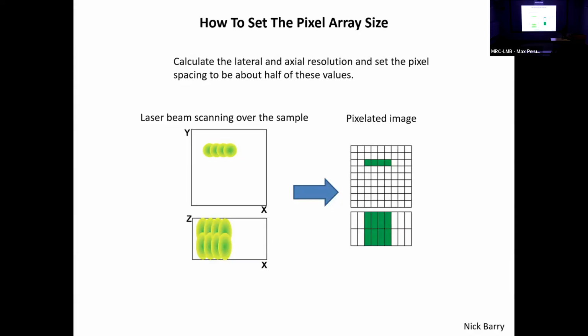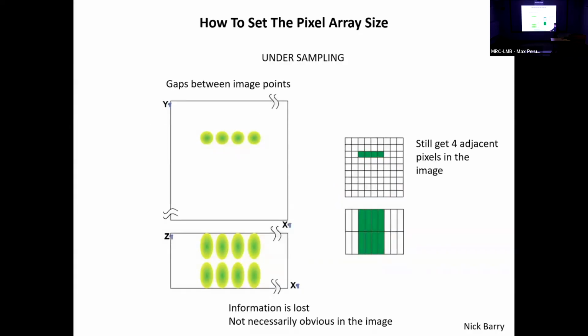So the thing that goes wrong is this. If your step sizes are too large, if your interval from one pixel to the next is too large, you never image that bit in the middle. You never image these gaps. So you just haven't captured detail.